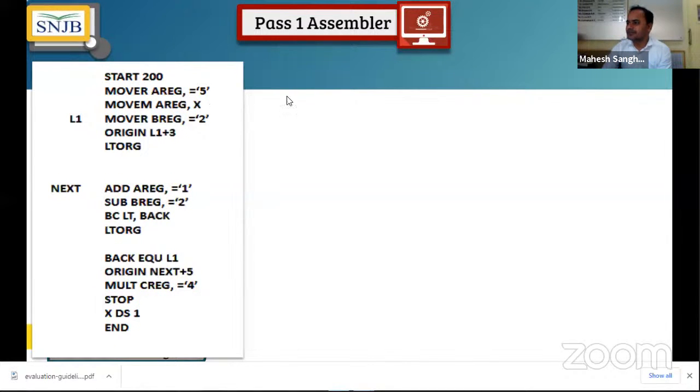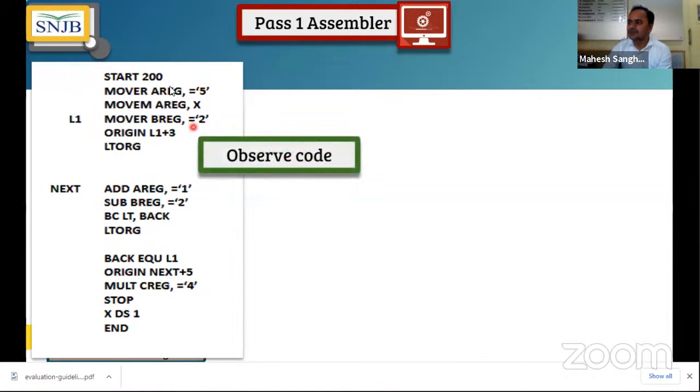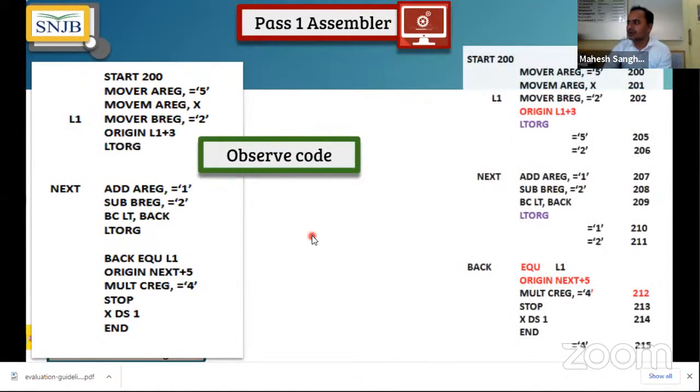Okay, once we have this particular part with us, what we need to do is observe the code. We have observed each and every line of code, and my dear friends, we have assigned the addresses to it. Means what? Look, START 200 is telling you to start the instruction at 200.